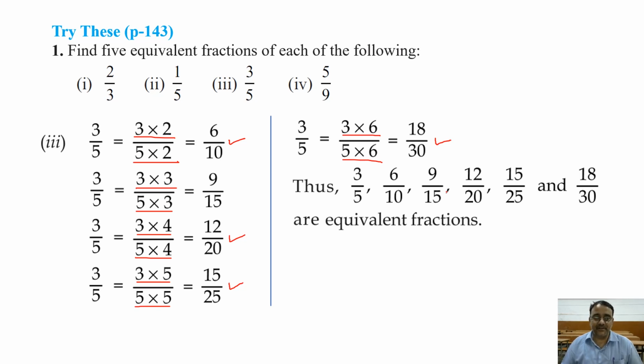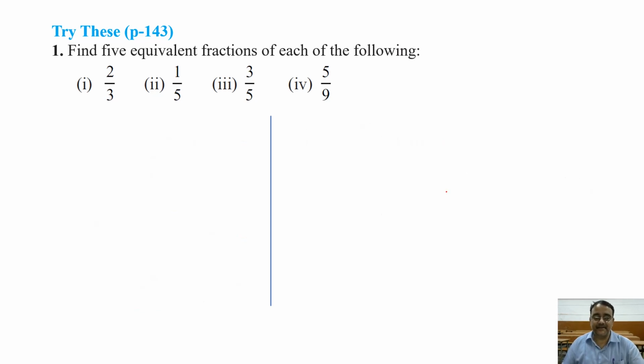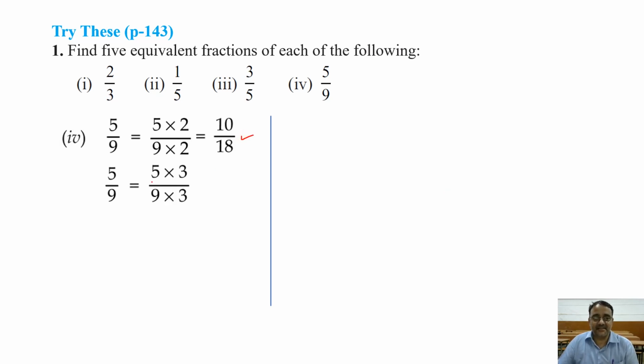Right, now we are moving toward the last one, 5 by 9. So for the equivalent fractions of 5 by 9, first multiply with 2. So what are we getting? 10 by 18, right. Next multiply with 3. 15 by 27, right. Next multiply with 4. 20 by 36.